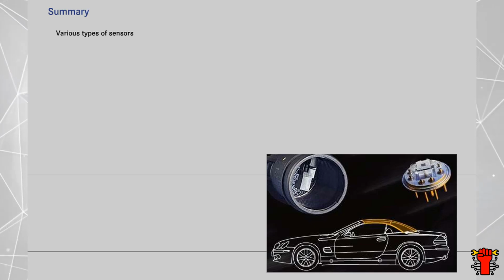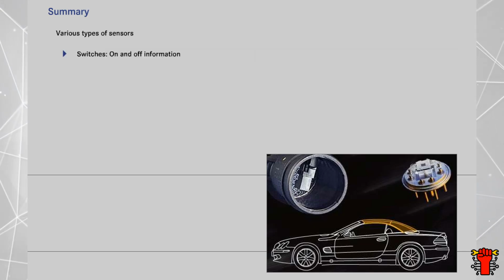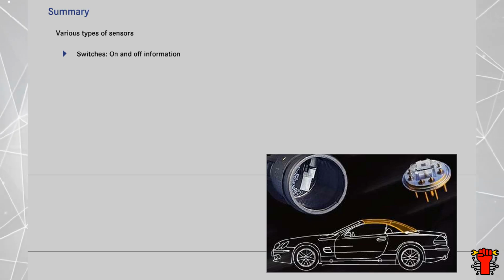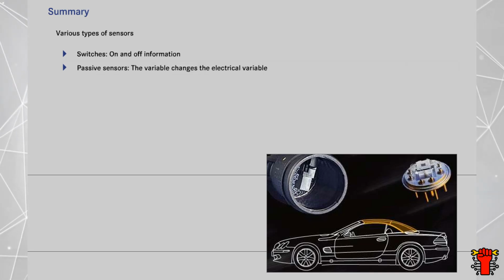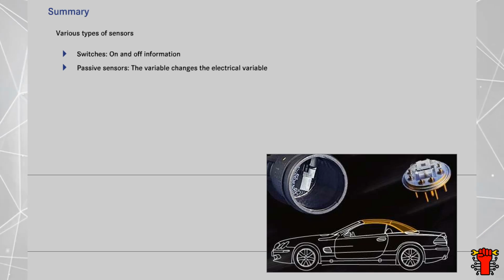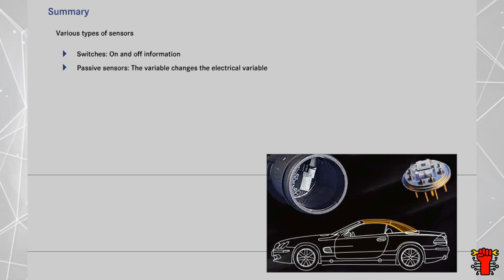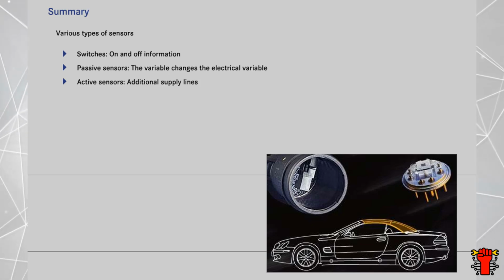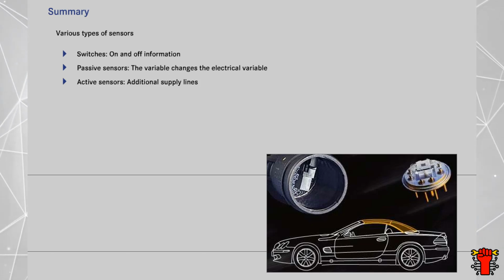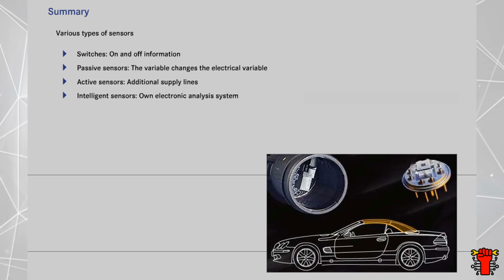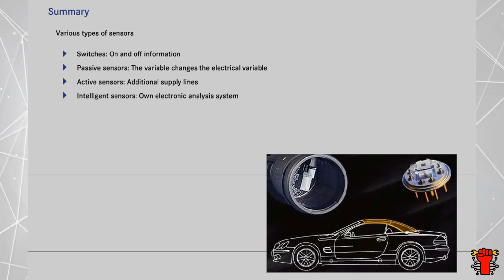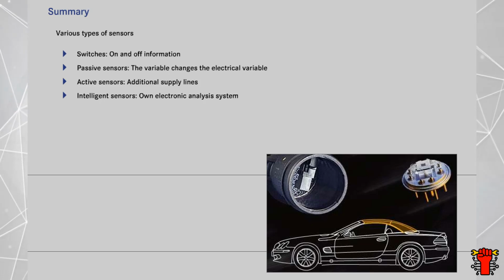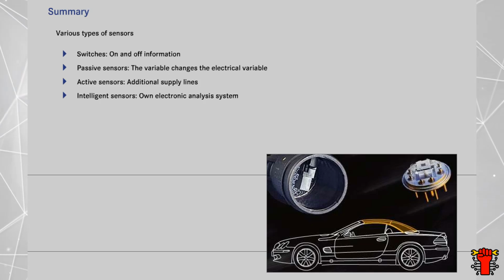Let's summarize the chapter again. The simplest form of sensors are switches. They just supply on and off information. Passive sensors change one of their electrical variables in response to the influence of a variable acting from outside. Active sensors have the actual signal line to the control module plus additional power supply lines for operation. Intelligent sensors have their own electronic analysis system, which processes the measured values before forwarding them to the control module.